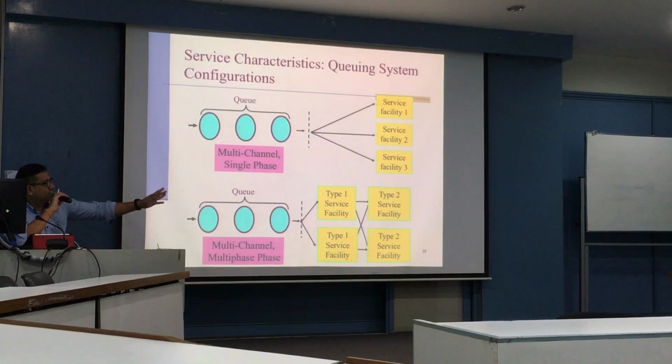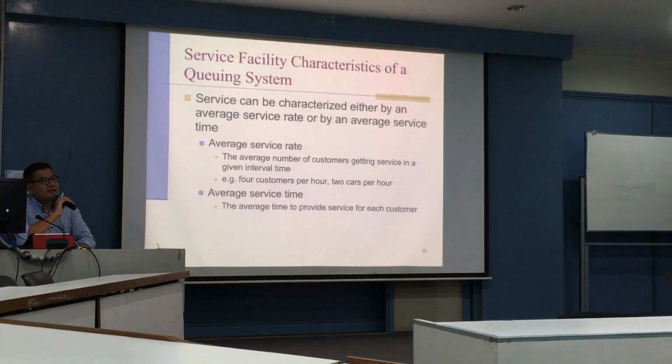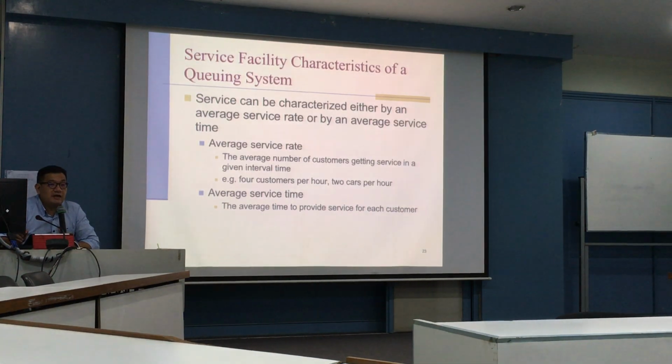So in this case, the whole system we call multiple channel, multiple phase, because at every station where the customer gets the service, you have more than one service provider, and they make more than one stopping point. They have 2 or 3 stopping points. Okay, so all this we call configuration. You need to understand how it's configured to provide a service to the customer. And once again, for the service facility characteristics, just like the arrival characteristics, you need to know another variable that is very important.